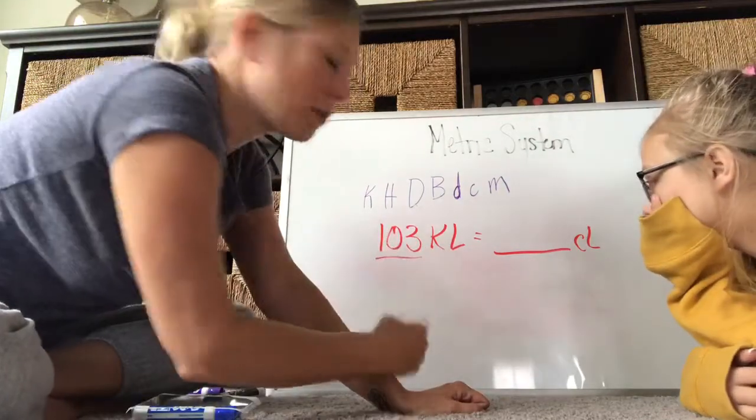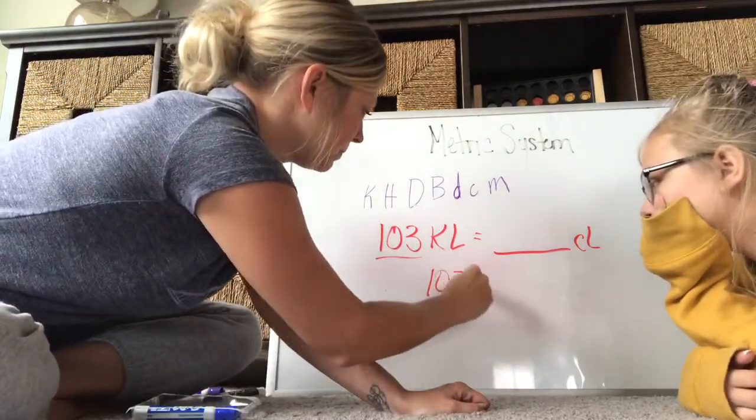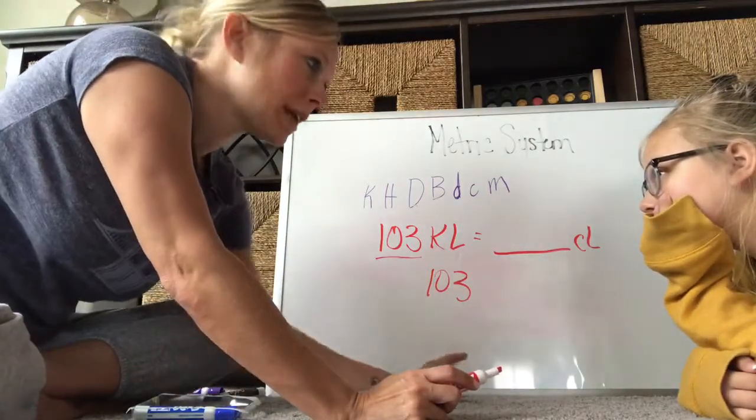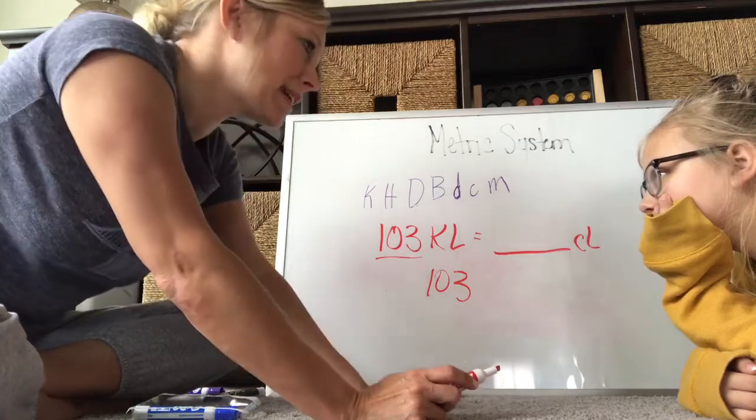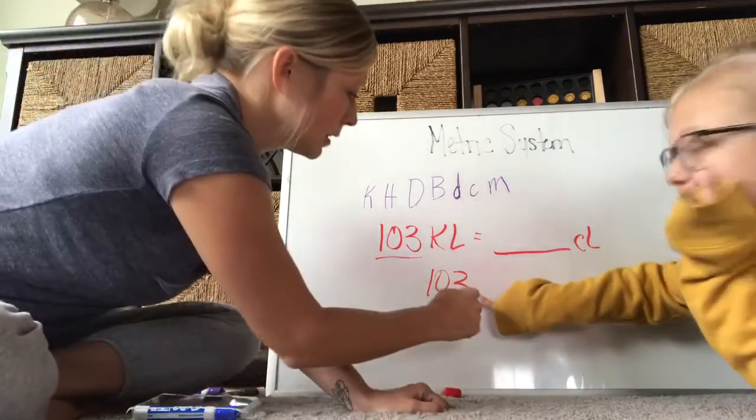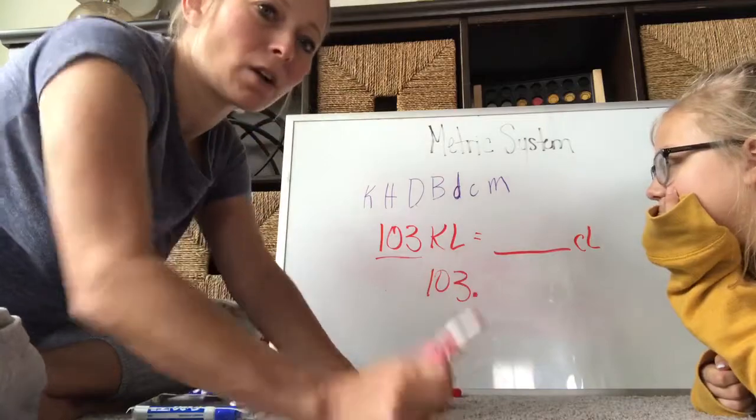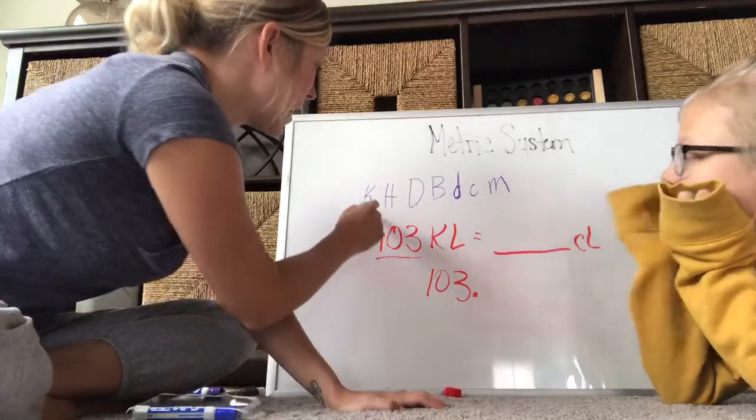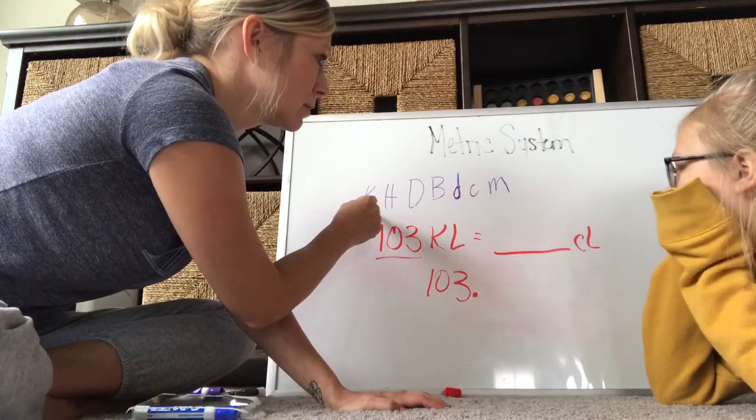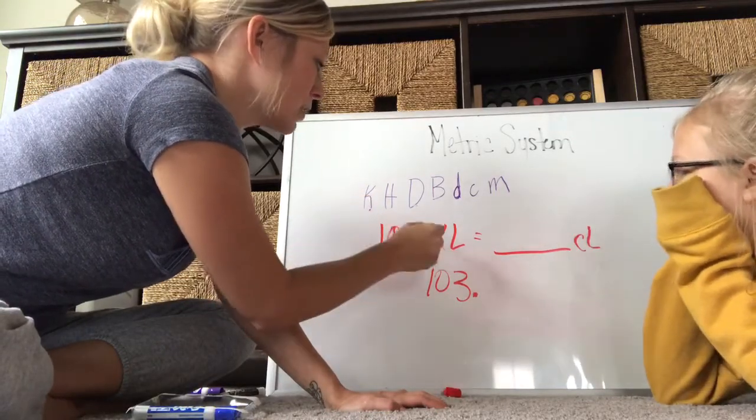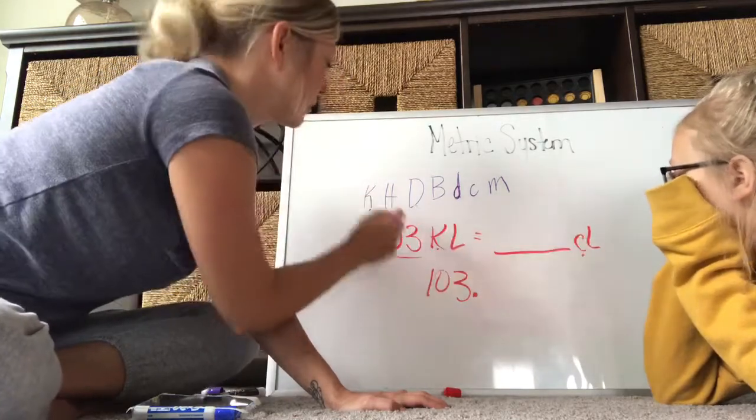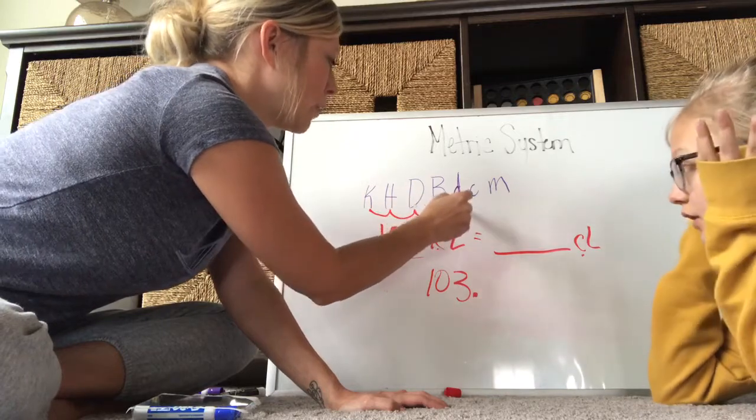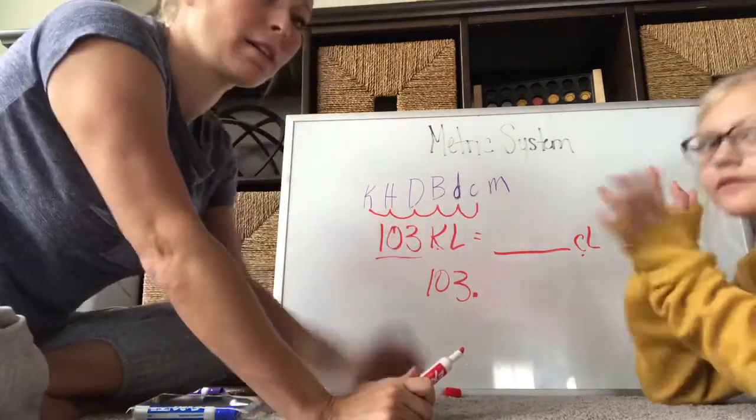So we're going to start with the number we were given, 103. And I do not have a decimal. So Rachel, if it's a whole number, point to where my decimal is. She is correct. All whole numbers have a decimal and it's after the one spot. Okay, so we're going to start on the K. And what letter are we hopping to? C. So I start on the K and I hop to the C. One, two, three, four.